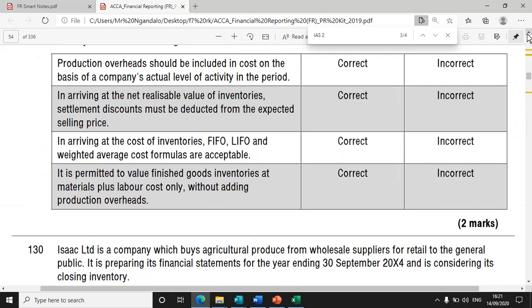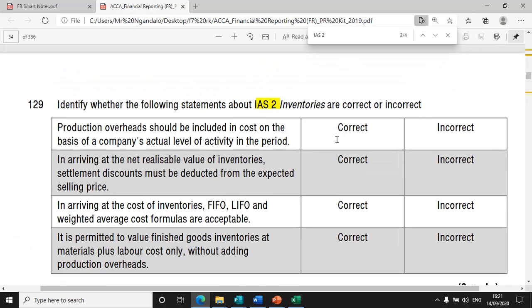Okay, let us progress. Now we are on 129. Identify whether the following statements about IAS 2 is or are correct. So one says production overheads should be included in the cost of inventory on the basis of company's actual level of activity. We normally use the budgeted level of activity. So incorrect is to be taken. And then in arriving at the net realizable value of inventories, settlement discounts should be deducted from the expected selling price. I don't think so.